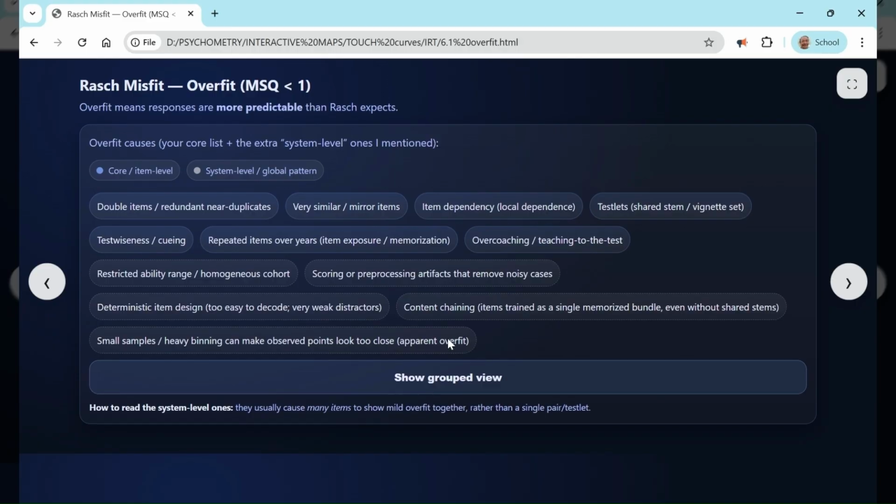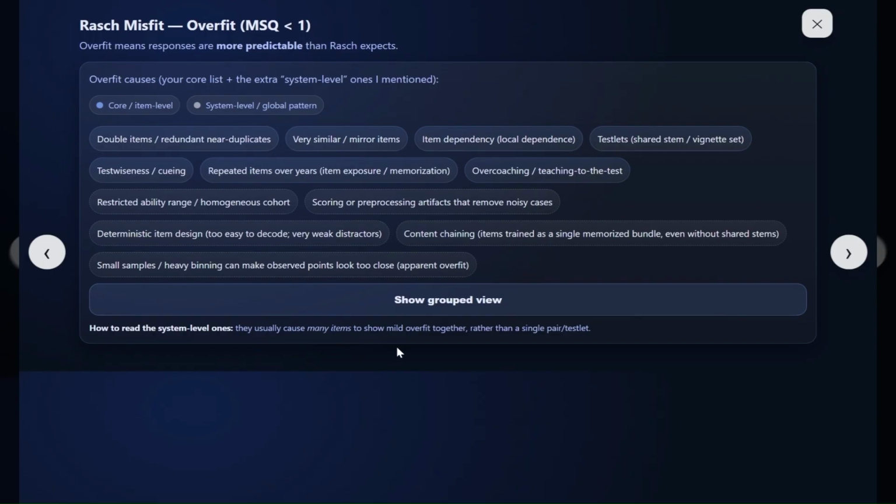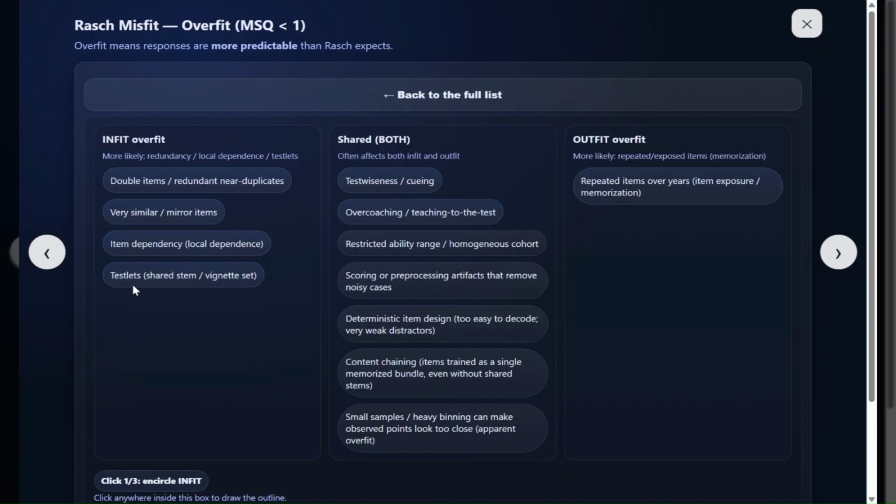Small samples sometimes make the bins, if they have heavy binning, the bin has a lot of students in it. It appears to be like an overfit. So these also can be affected.